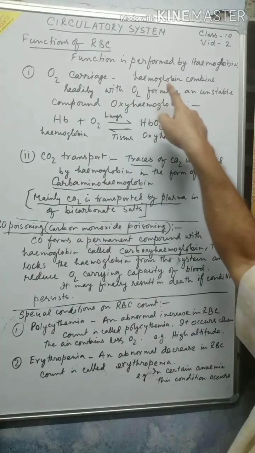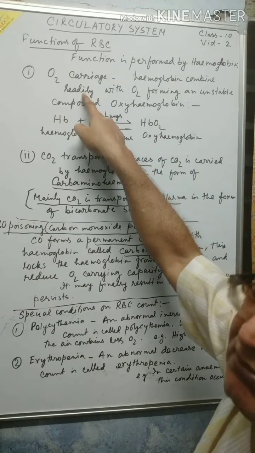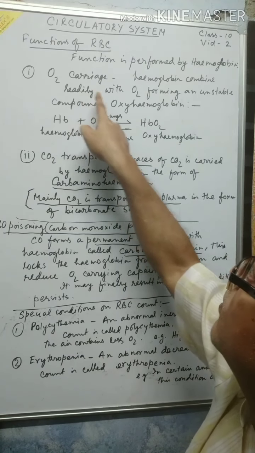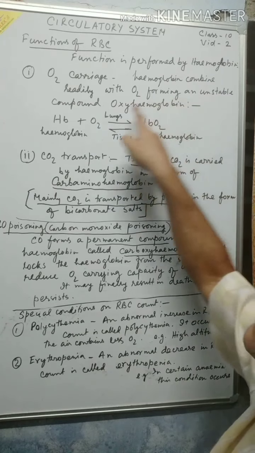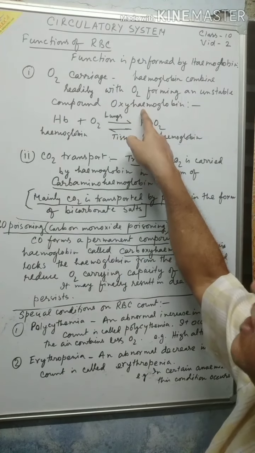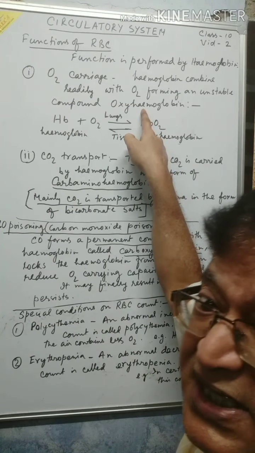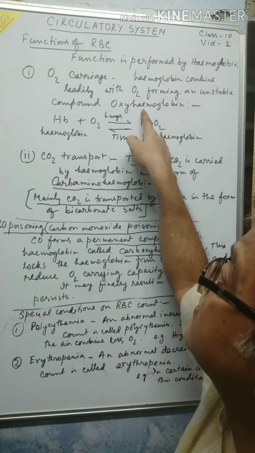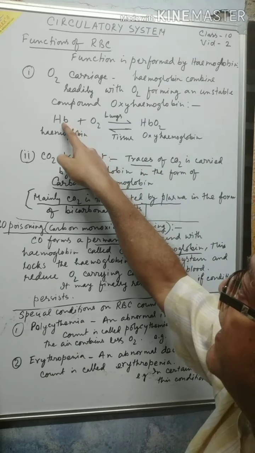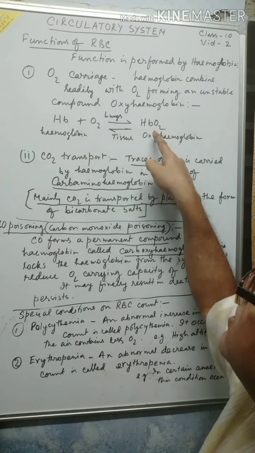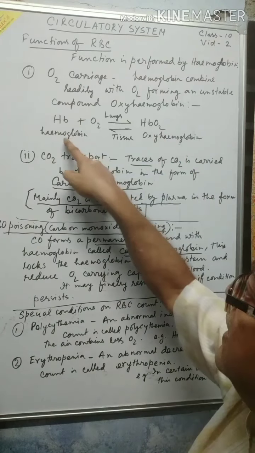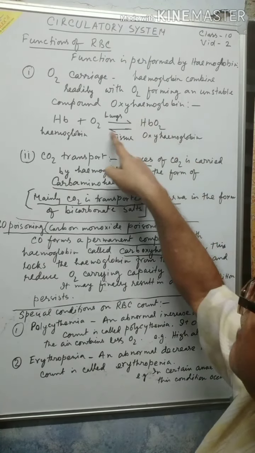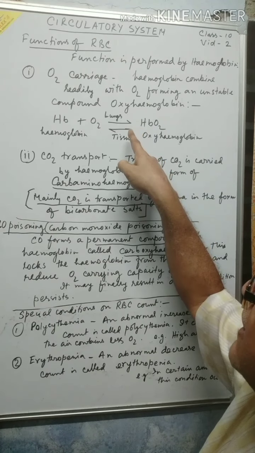O2 carriage. Hemoglobin combines readily, very quickly, with oxygen, as it has a great affinity for O2, forming an unstable compound, oxyhemoglobin, which once again breaks up if it gets a greater diffusion pressure of oxygen. When it combines with oxygen, it forms HbO2, oxyhemoglobin. Hemoglobin becomes oxyhemoglobin in the lungs. The reversible sign is given only for that reason.